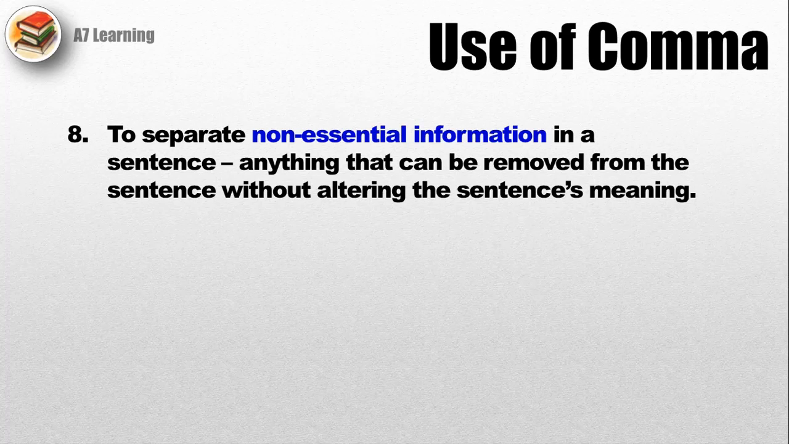But non-essential information, as I mentioned to you before, this is anything that can be removed from the sentence without altering the sentence's meaning. So the first example states, my house, which has a white door, needs painting.